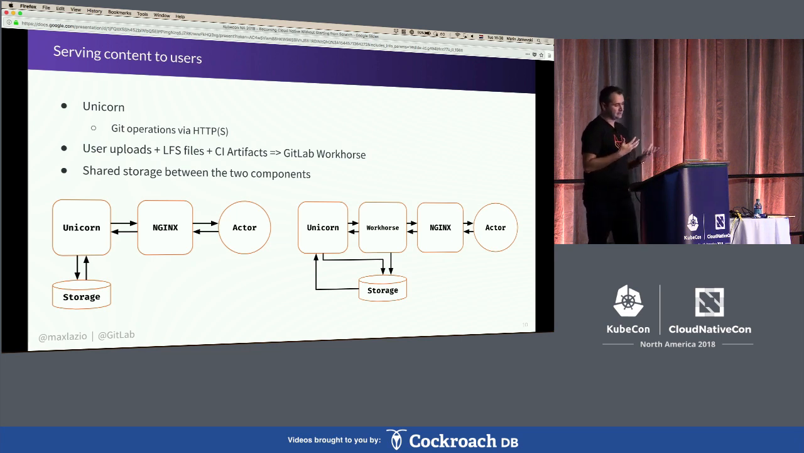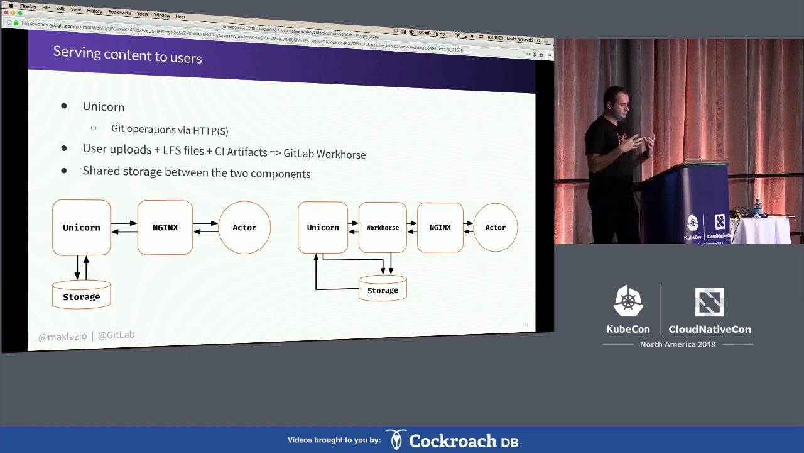So while the pages were the only things that it was serving, it was going fine. As soon as we started adding some more workload into it, for example, Git operations via HTTPS, so pushing, pulling, Git cloning through HTTPS, the performance of the app server started taking a hit. And to make matters worse, we started adding serving user uploads, arbitrarily large binary blobs, LFS files, and CI artifacts.